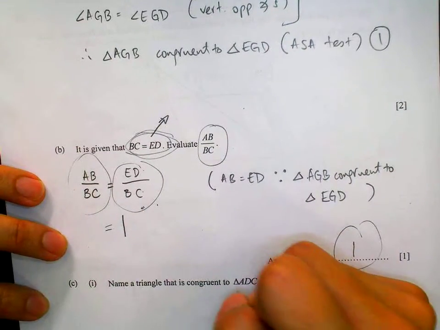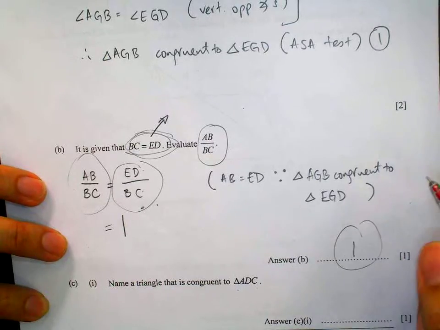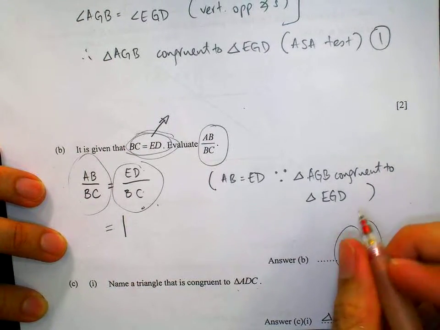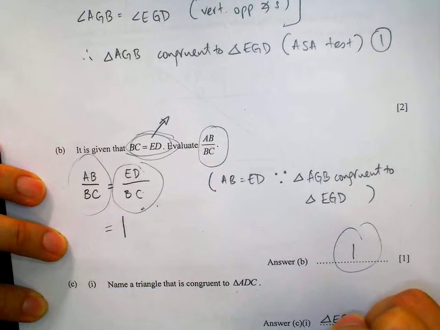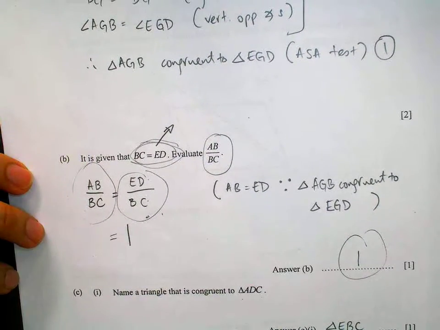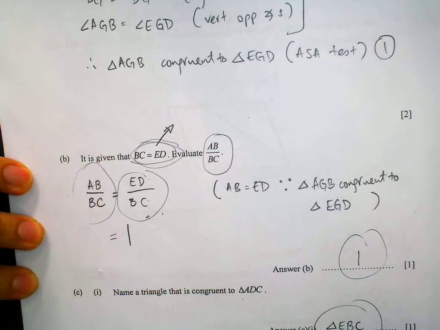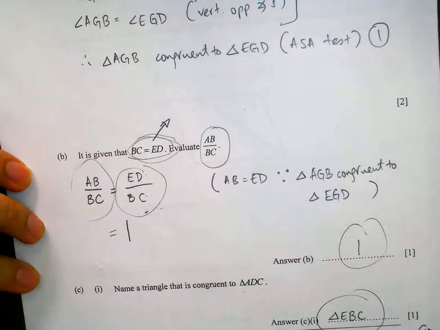Name a triangle that is congruent to ADC. ADC, then it must be triangle EBC. Yes? I already said the name matters. So over here we got a total of 4 marks. Okay, next page. Prove that the 2 triangles are congruent.